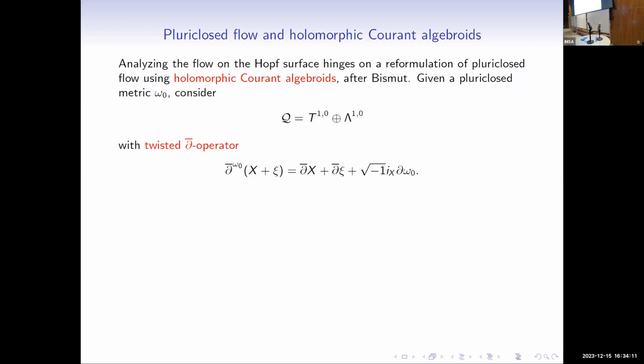Okay, so we have this twisted d-bar operator, and the fact that this d-bar squares to zero is exactly the condition that del omega naught is closed. That is what tells you that this thing is actually integrable.